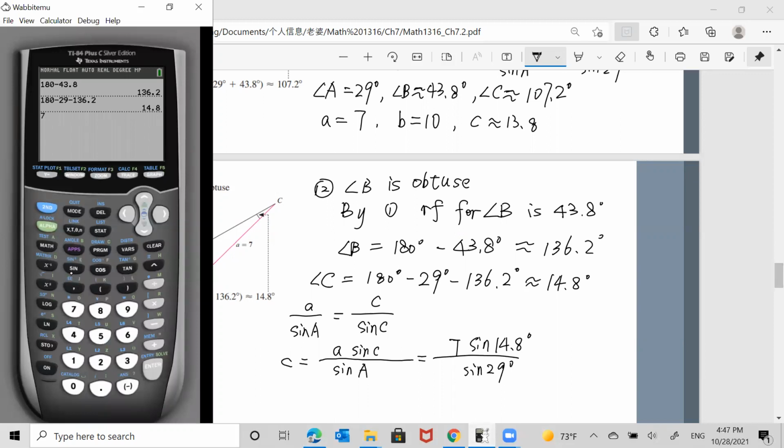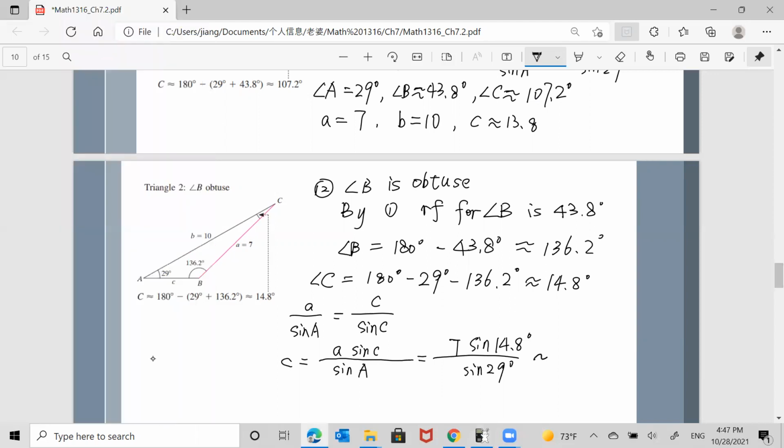7 times sine 14.8 degrees divided by sine 29. Close the parentheses, hit enter. That's 3.7 if we just keep one decimal place. That's about 3.7.